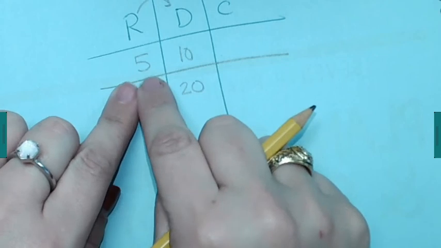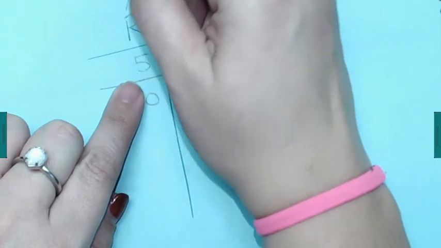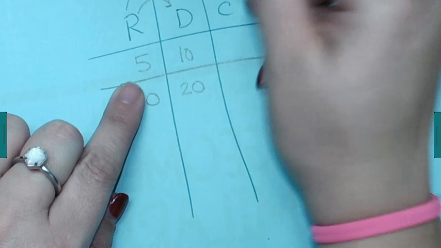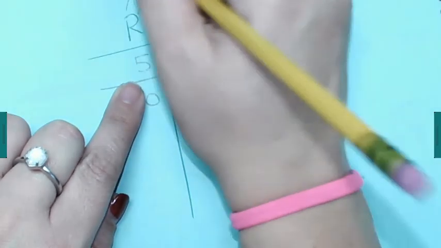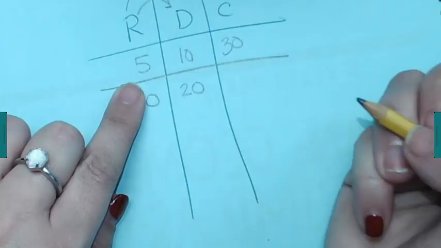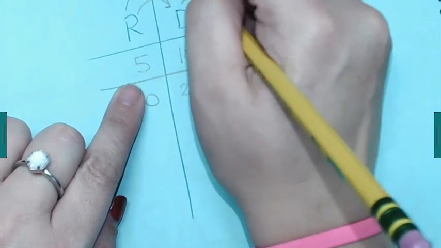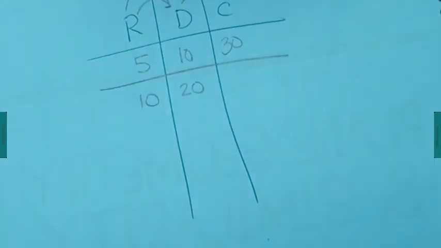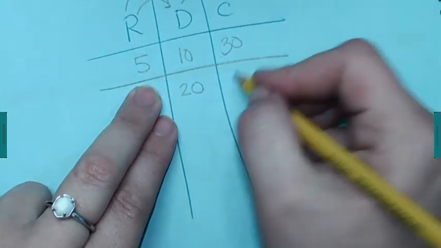Okay? If the radius is 5, what's the circumference? 15. 30. How'd y'all get 30? Because it's 10 times 3. Yep. So this is times 6. Or you could have just done this times 3. Okay? So if the diameter is 20, what's the circumference? 60.